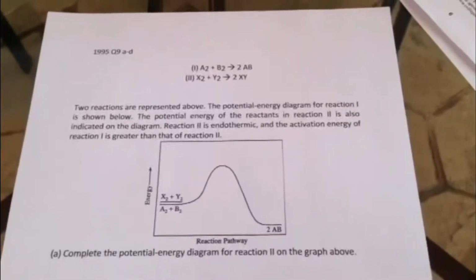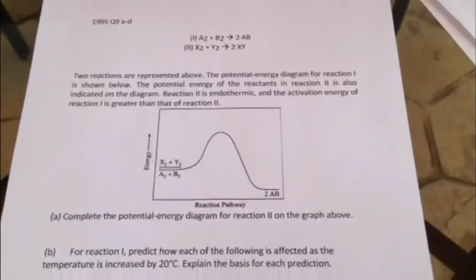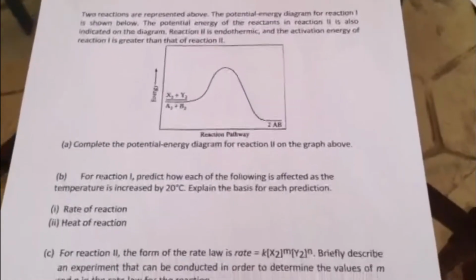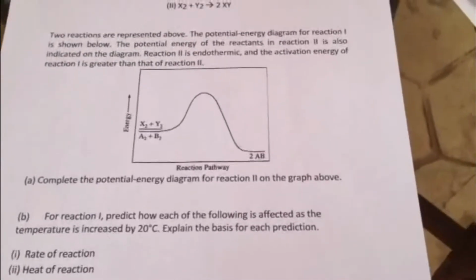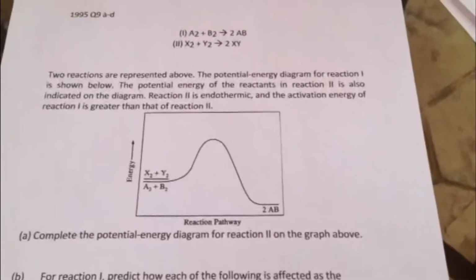Today I'm going to be showing you how to solve question 9 of the 1995 College Board AP Free Response section of the AP test. There are 4 parts in this section, and although there is not a lot of math involved, it involves understanding concepts of the kinetics topic.